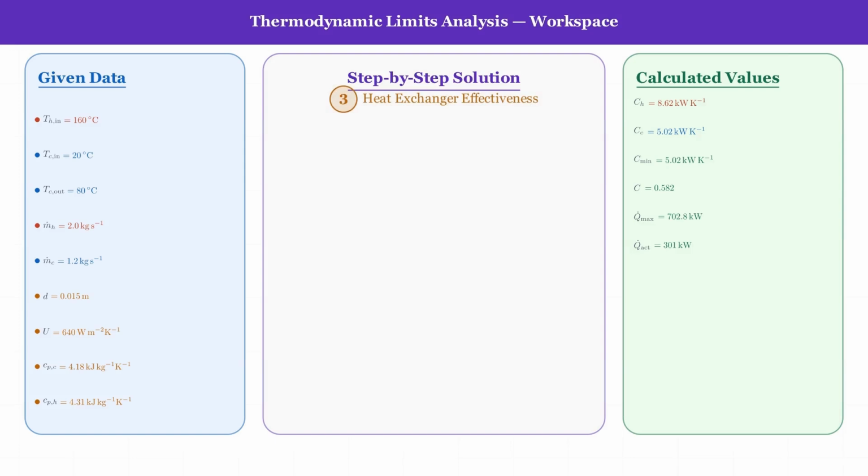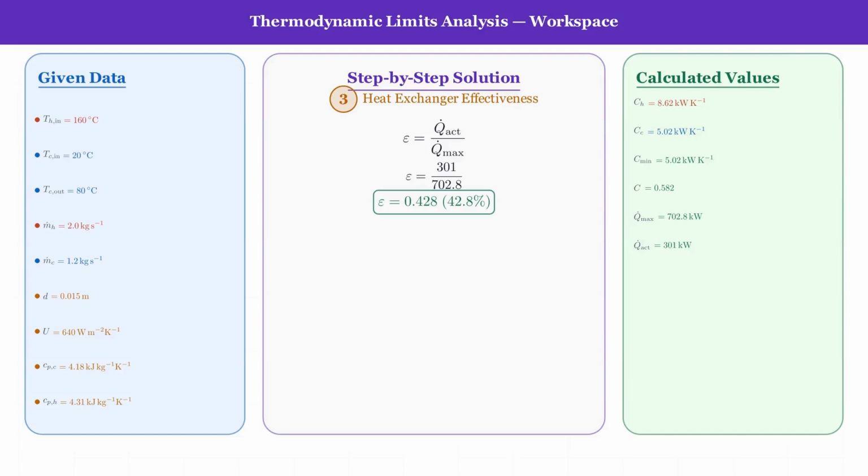It is a dimensionless measure of how efficiently the heat exchanger exploits the available temperature potential, bounded between 0 and 1, where 1 represents the theoretical ideal of infinite surface area within the system. The expression is simply epsilon equals q dot actual divided by q dot max, 301 divided by 702.8. Epsilon equals 0.428, or 42.8%.